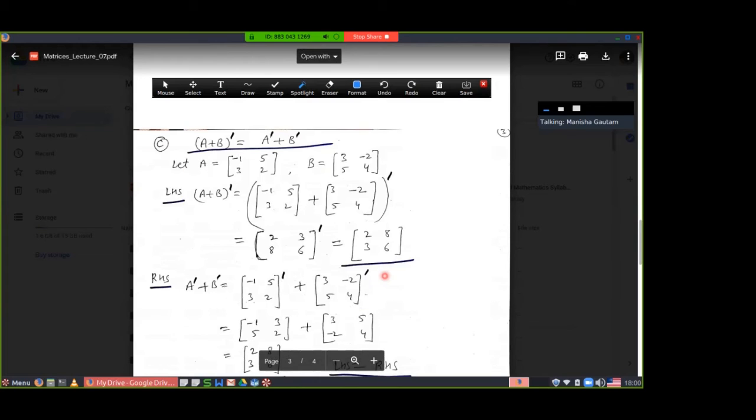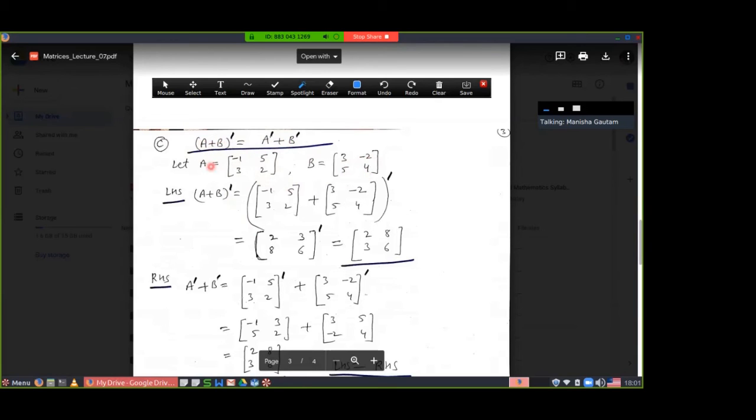Now C part, verification of the property. A plus B whole transpose equal to A transpose plus B transpose. First, in the left hand side, you have to add the matrices, then take the transpose, or in the right hand side, first take the transpose of A, then take the transpose of B and add them. Both sides will be equal. Here's the verification. Take a matrix A, minus 5, minus 1, 5, 3, 2, and B is the matrix having elements 3, minus 2, 5, 4.